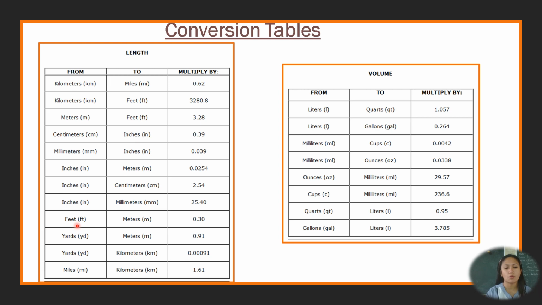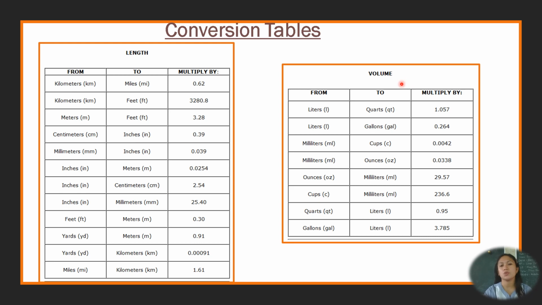1 foot is just equal to 0.30 meters. 1 yard is equivalent to 0.91 meters. 1 yard is just equal to 0.00091 kilometers. 1 mile is equal to 1.61 kilometers. These conversion factors are for length.